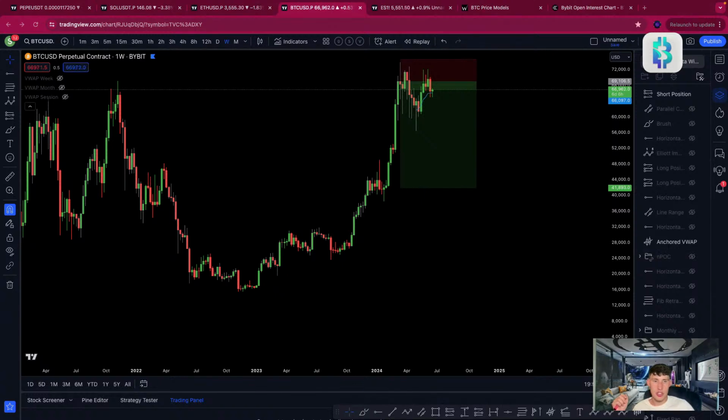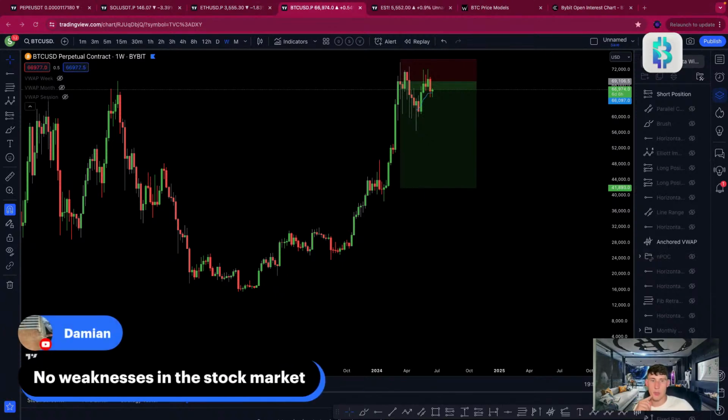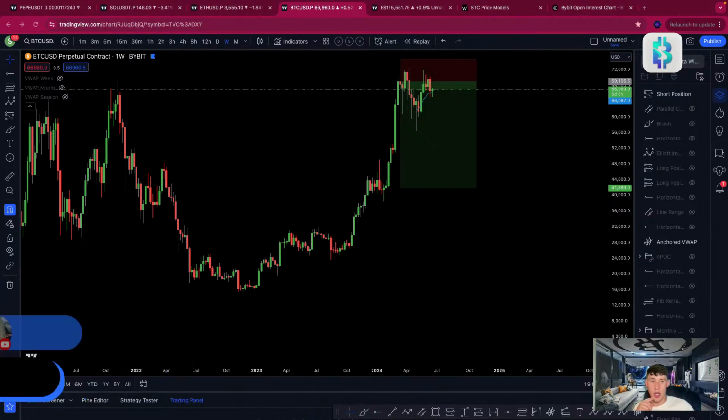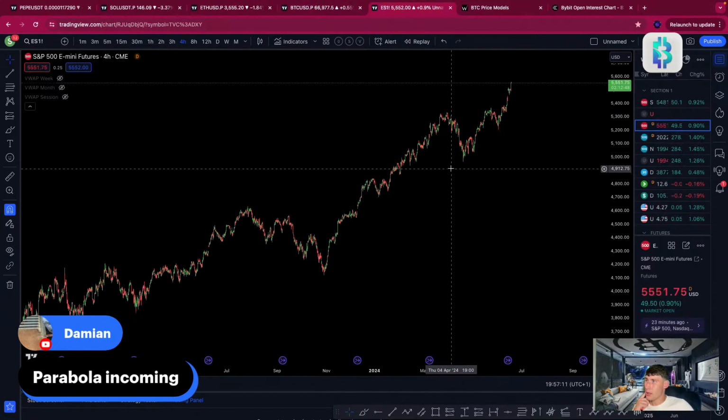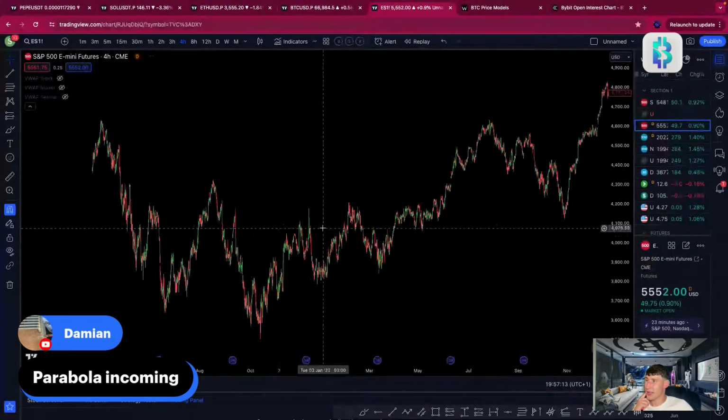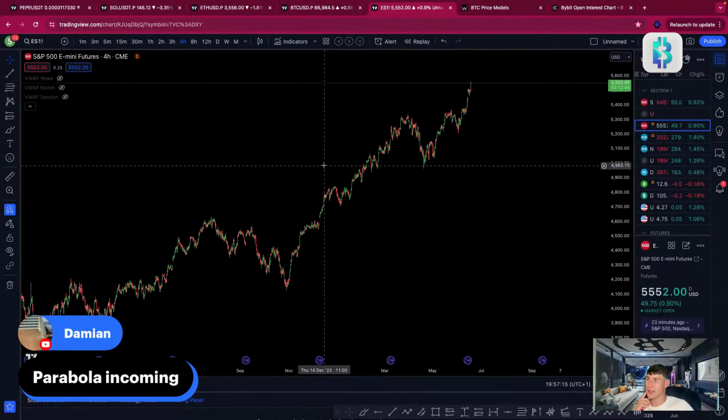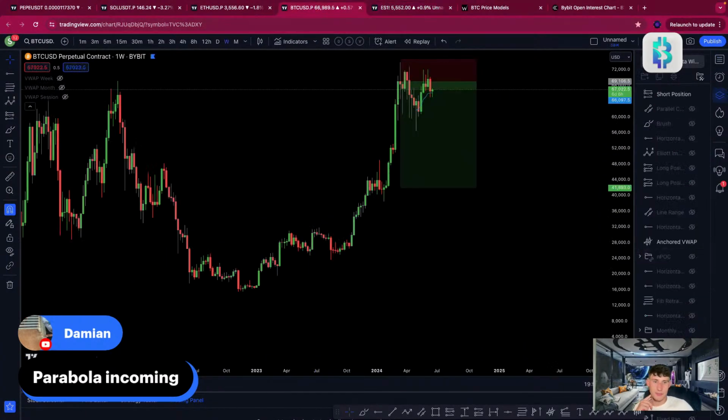No weakness in the stock market. Absolutely no weakness in the stock market at this moment in time. Just higher highs, exactly, and higher lows, exactly. Parabolic incoming. Yeah, it is pretty much just parabolic, isn't it? There is no sign of it stopping at this moment in time.